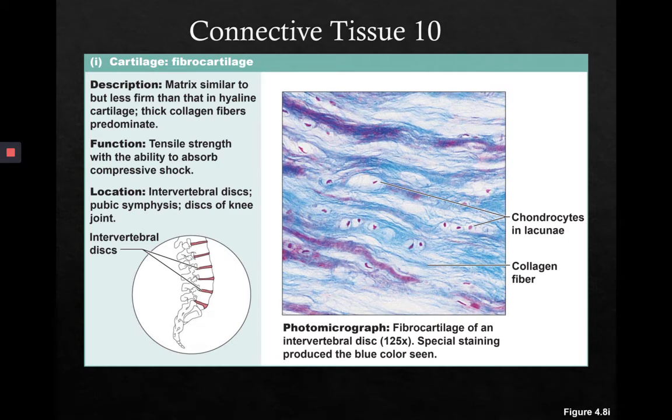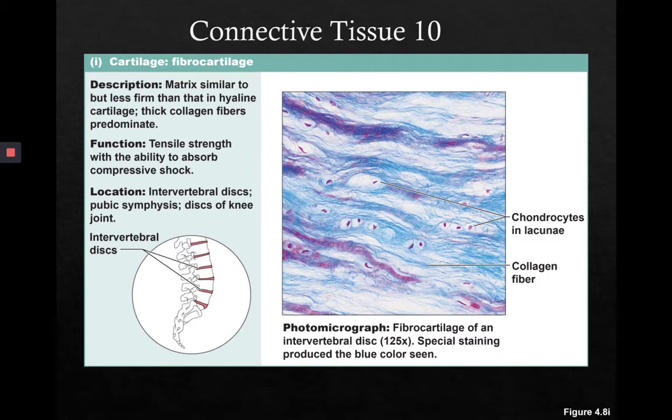And last but not least, we have fibrocartilage. Fibrocartilage has a lot of fibers. You can tell in this photomicrograph that it appears the most fibrous compared to the rest of the cartilages, but it still has lacunae, or those cup-like structures that contain the mature cells, the chondrocytes.